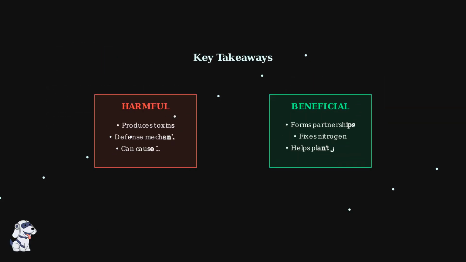Understanding these two key concepts helps us appreciate Anabaena's complex role in nature. The same organism can be both harmful through toxin production and beneficial through symbiotic relationships. This duality reminds us that in biology, organisms often have multiple strategies for survival, and understanding both aspects is crucial for managing their impact on ecosystems and human health.